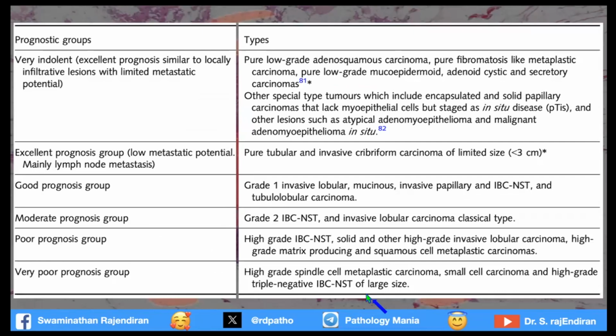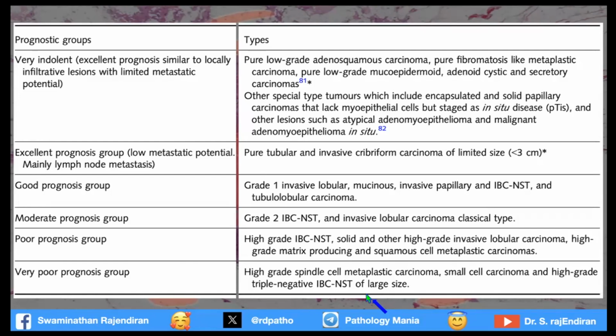But the most important classification I like is prognostic classification. Whatever we tell the patient, whether they have a good prognosis, poor prognosis, or very poor prognosis. This table talks about tumors that are very indolent, for example, pure low-grade adenosquamous carcinoma, tumors having excellent prognosis like pure tubular and invasive cribriform carcinoma less than 3 centimeters, and a very poor prognosis, which is a high-grade spindle cell metaplastic carcinoma. Like that, depending upon the prognosis, you can classify, and this is very, very important for the interest of the patient.